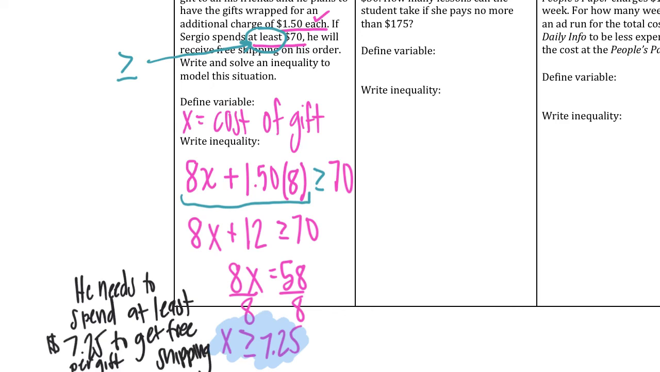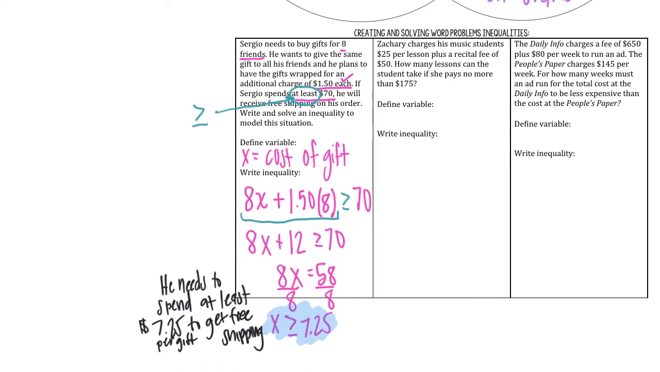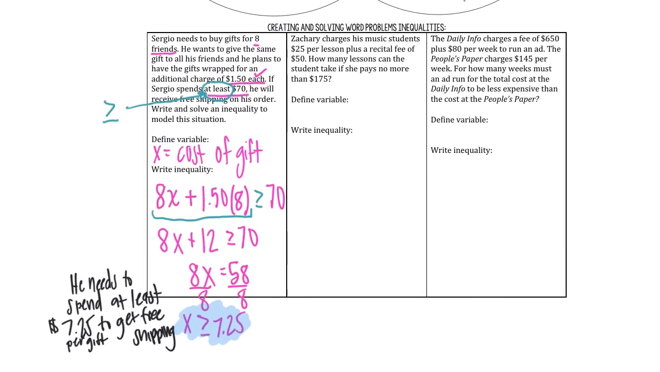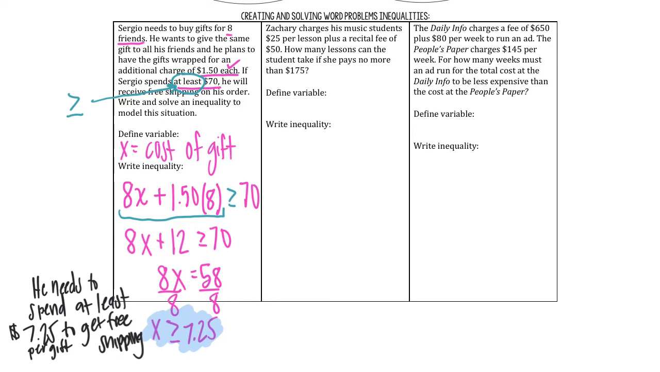Let's try the one in the middle. Zachary charges his music students $25 per lesson, plus a recital fee of $50. $25 per lesson, plus a recital fee of $50. How many lessons can the students take if he pays no more than $175?